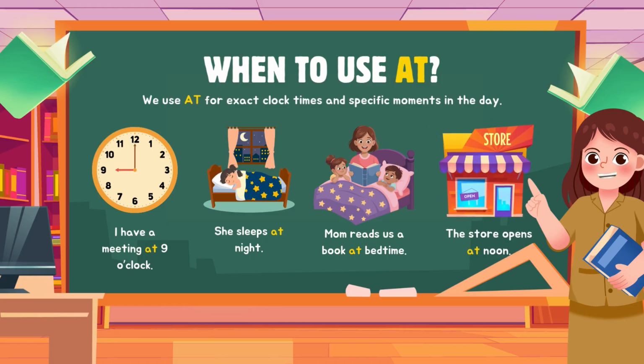And the last sentence is, the store opens at noon. Noon means exactly 12 p.m., in the middle of the day. Because it is an exact clock time, we use at. So, whenever you are talking about the exact clock of times or specific moments of the day, remember to use at.